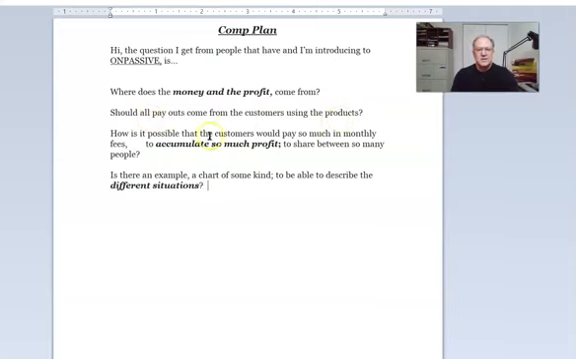Another good question. How is it possible that the customers would pay so much in monthly fees to accumulate so much profit to share between so many people? And then the last one is, is there an example, a chart of some kind, to be able to describe the different scenarios, different situations? The first one, where does the money and the profits come from?